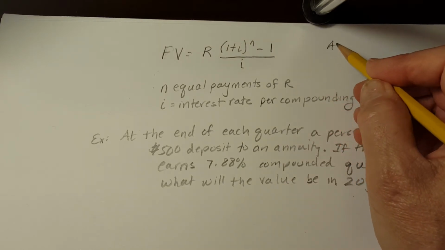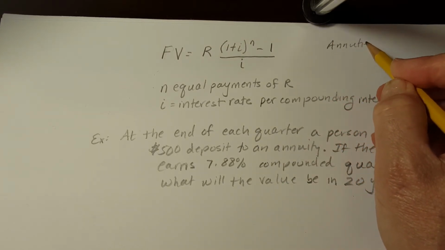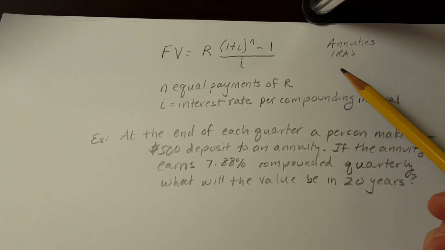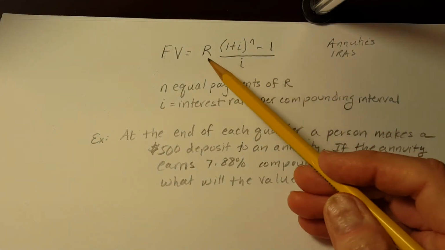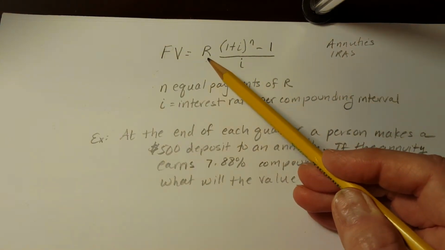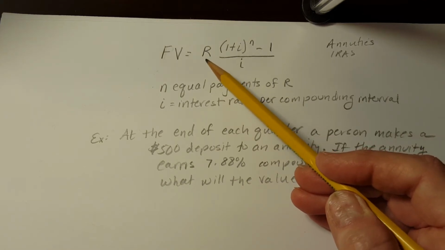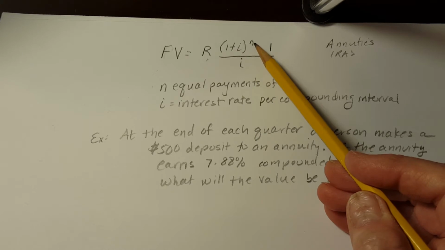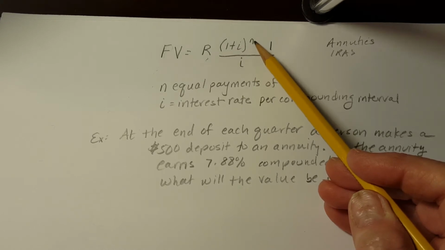sort. So sometimes they're annuities and sometimes they're IRAs. But this type of savings, you don't just put in one deposit. You put in monthly or weekly or quarterly deposits of R. So say you saved $100 every month, that would be R. And N is the number of equal payments.